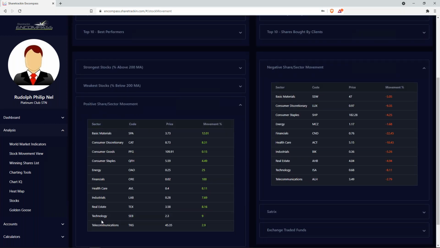All right. So once again, all the sectors, and then also it will show you which of those shares in that sector would be the best. So for instance, in basic materials, SPA would have been the best mover for the day. And then in negative share sector movement in basic materials, SSW was the worst performing share for the day. All right, or if we go and look at healthcare, AVL moved by 8.11% for today, but in healthcare, ACT was the worst performer for the day. All right, so that's your positive share sector movement and your negative share sector movement, but by sector, which shares were the best or the worst.